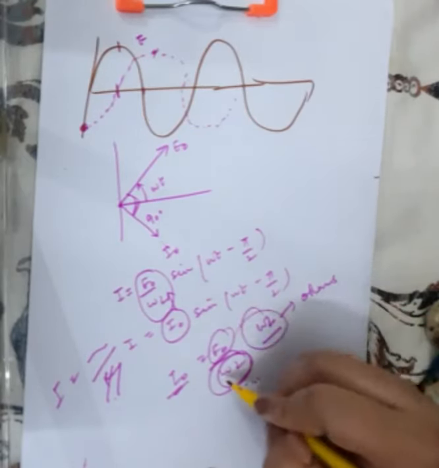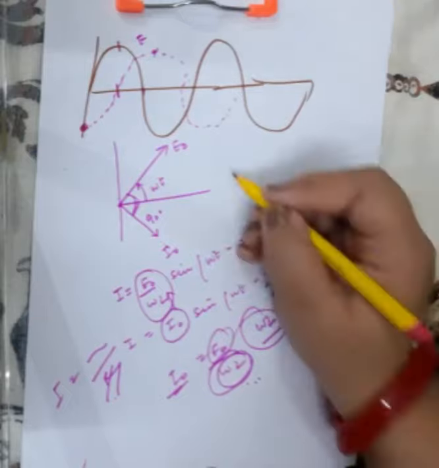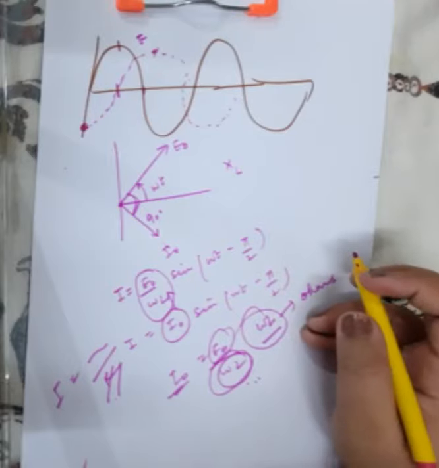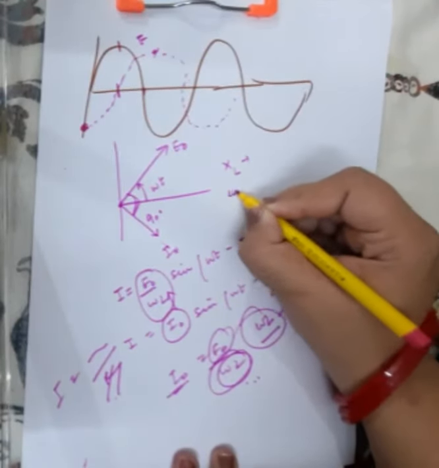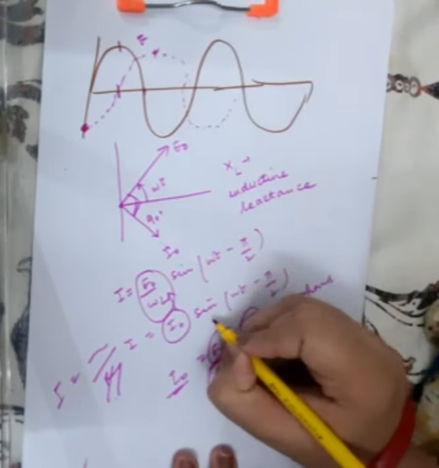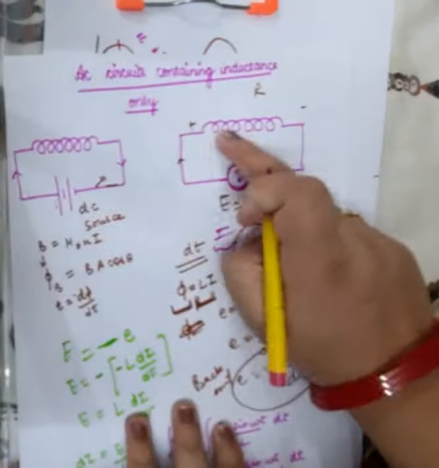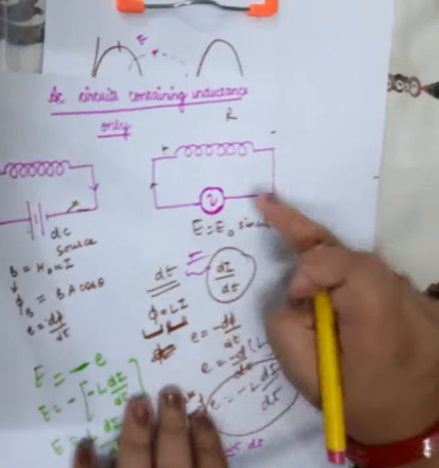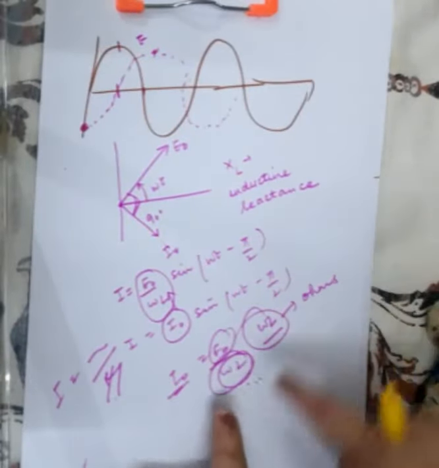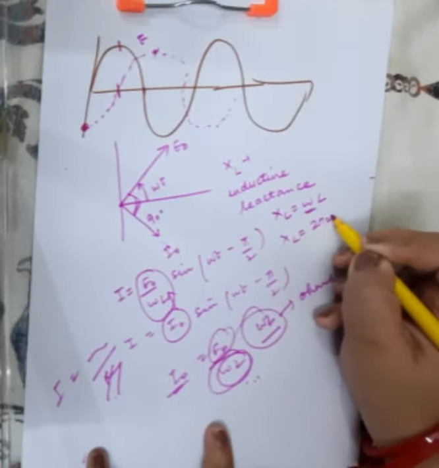But this is the new resistance that arises when you have only an inductor, and we denote this resistance by XL. Now this has a resistance which is known by the name inductive reactance. What is this inductive reactance? This is a special type of resistance which emerges when inductors are connected to an AC source, and XL is equal to omega L. Now XL is equal to 2 pi nu L.